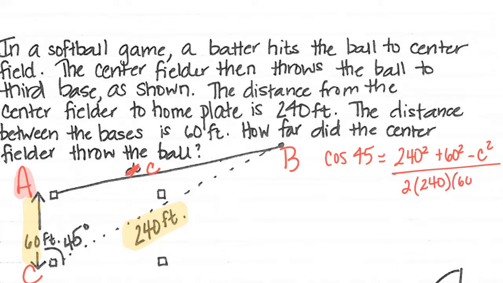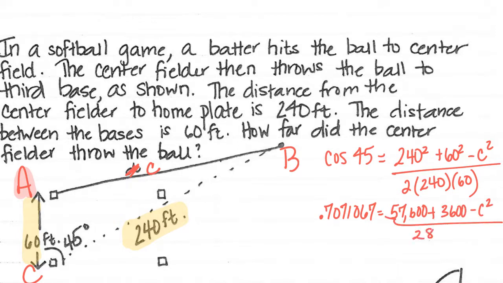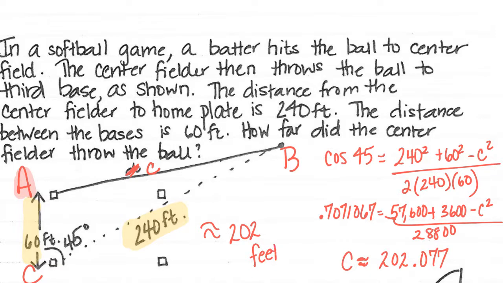Remember, I don't typically see these on an SAT or an ACT, but it is great, useful information. When I finally solve for c squared, I'm just going to write out what decimals I got and what else I got here so you guys can see the work. So it looks like C ends up being approximately 202.077. So I would say approximately 202 feet.